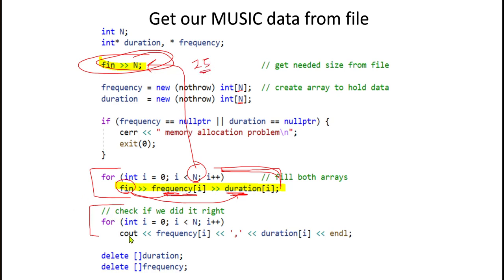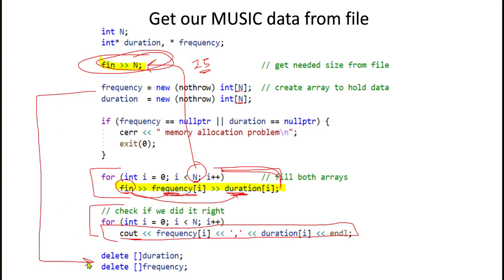Next, I want to see if I did it right. So I'm just going to look at all 25 pieces of data. I just want to look at them. Next, I asked the system to create data for me. I'm done with the array, so I'm going to ask C++: here, I'm going to give you back my duration and my frequency. Take it all back.